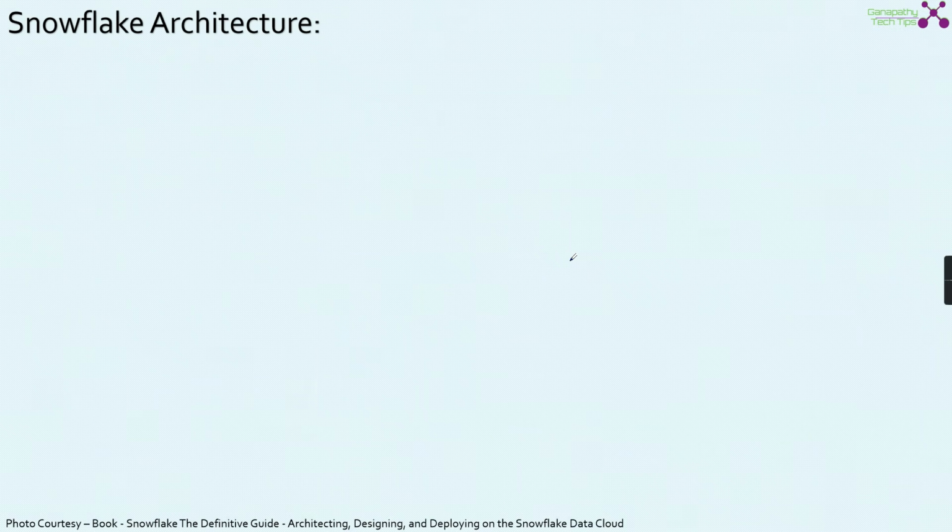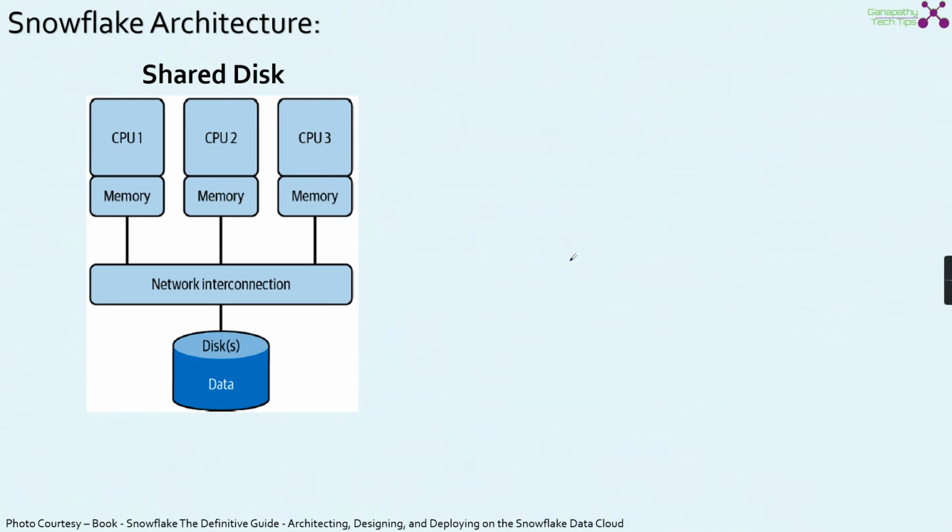Now, slightly to the older versions. What are the typical versions of architecture which we can see? The first is the shared disk architecture. As the diagram represents, there is a centralized place on which all your data is stored. So whatever data you want to take, you need to access it from the centralized storage location.